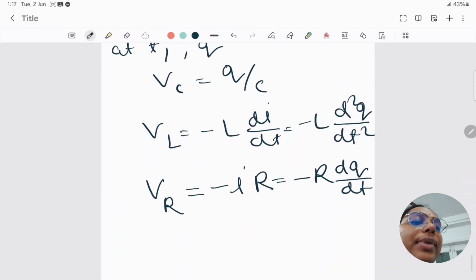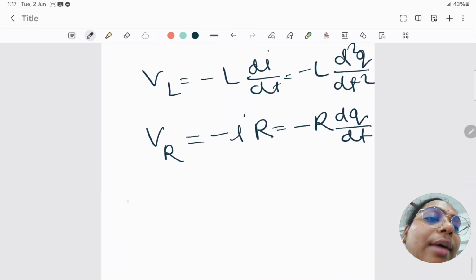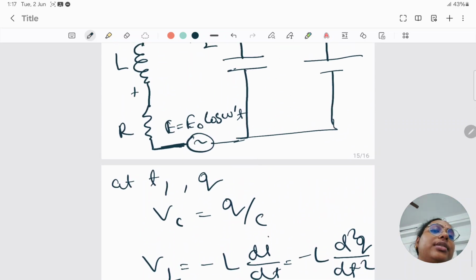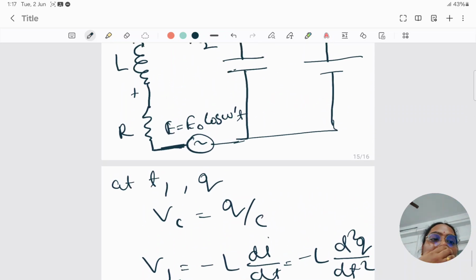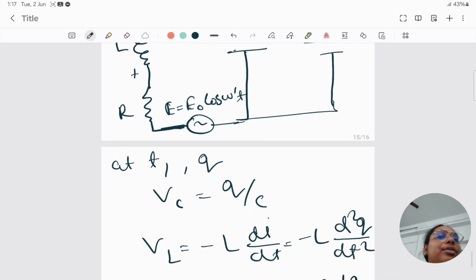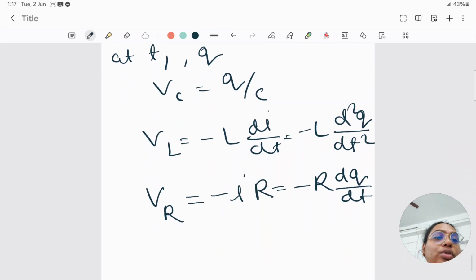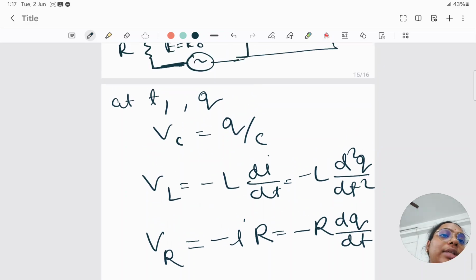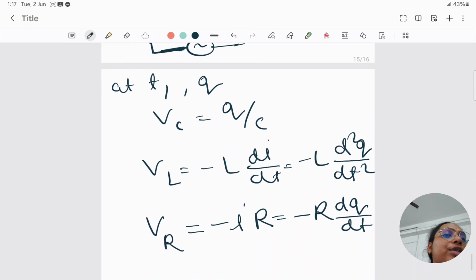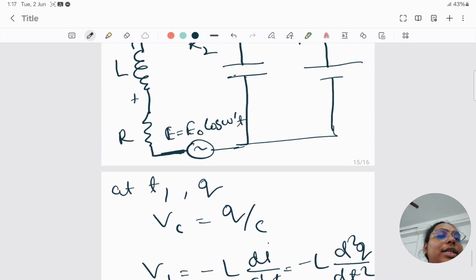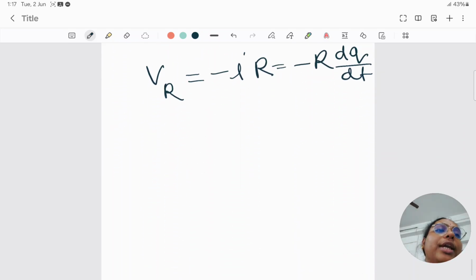And the external AC source is applied to compensate the loss because of the resistance, so that the charge in this closed circuit will oscillate indefinitely. That will oscillate with the frequency of the external AC source.